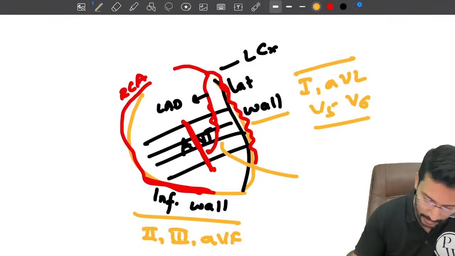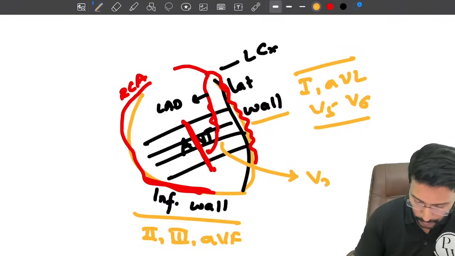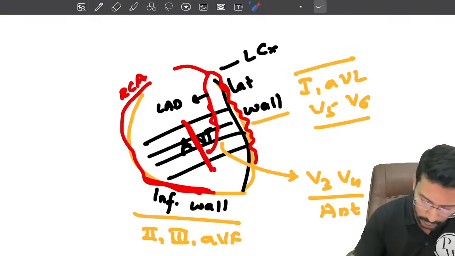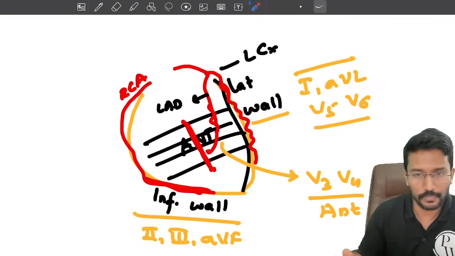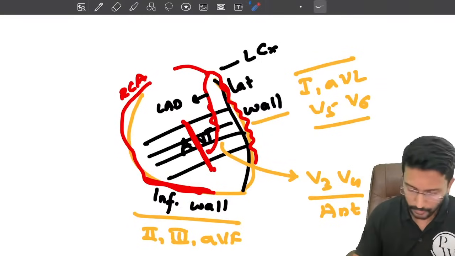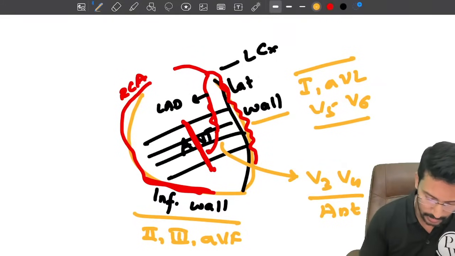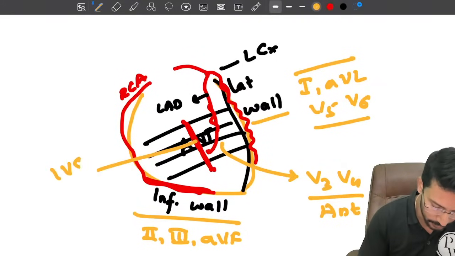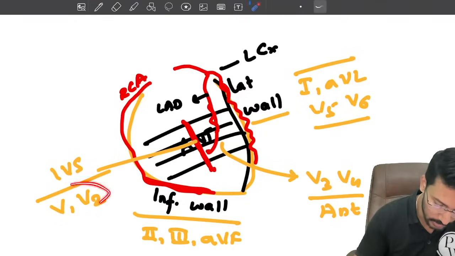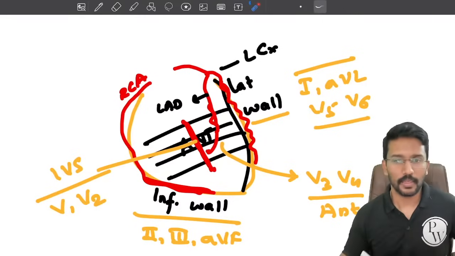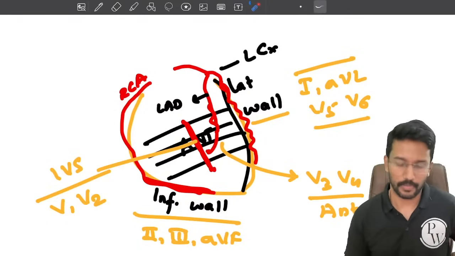Then the anterior wall is represented by leads V3 and V4. So if you have ST elevation in V3, V4, it means you have an anterior wall MI. Okay, I will explain the reciprocal changes. And your interventricular septum is represented by V1 and V2. So if you have ST elevation in V1 and V2, you have an interventricular septal MI, right?